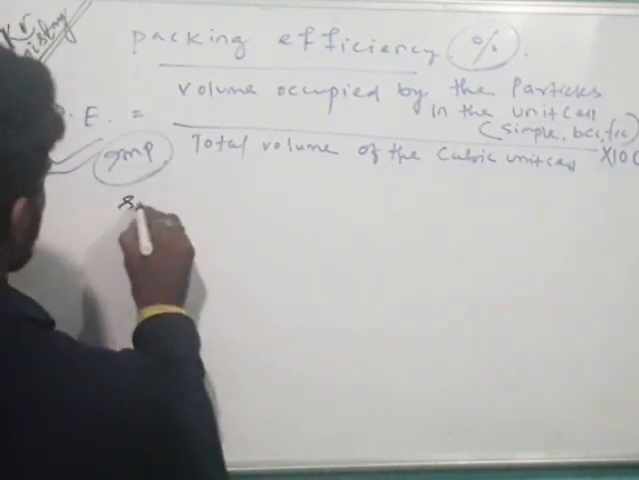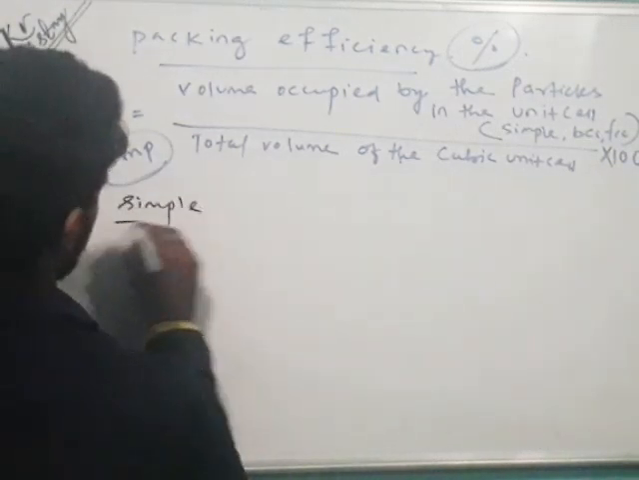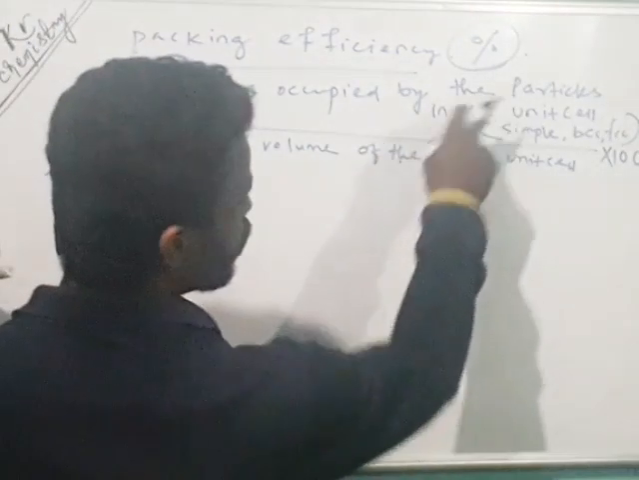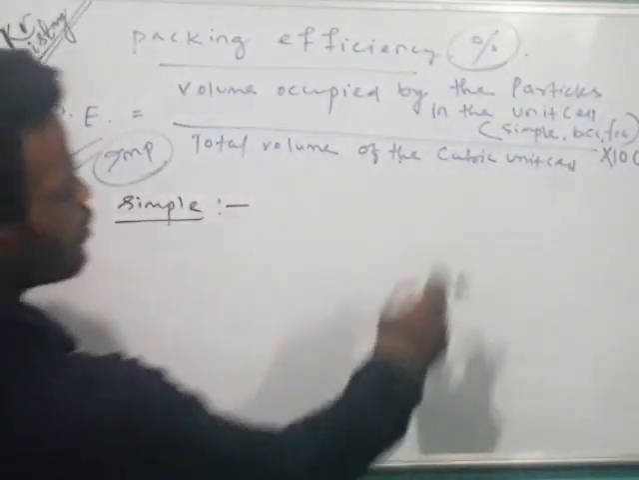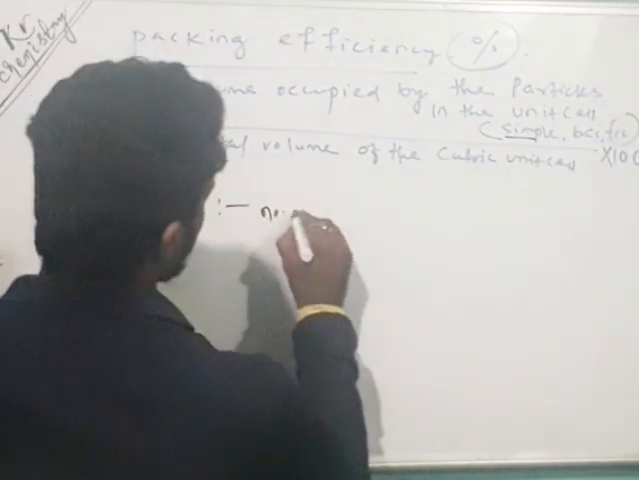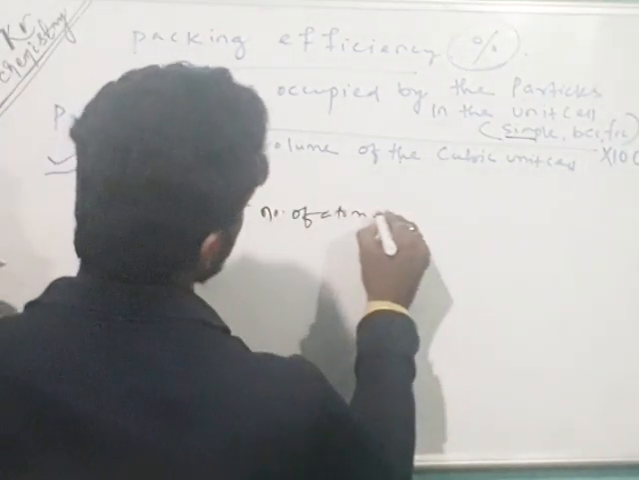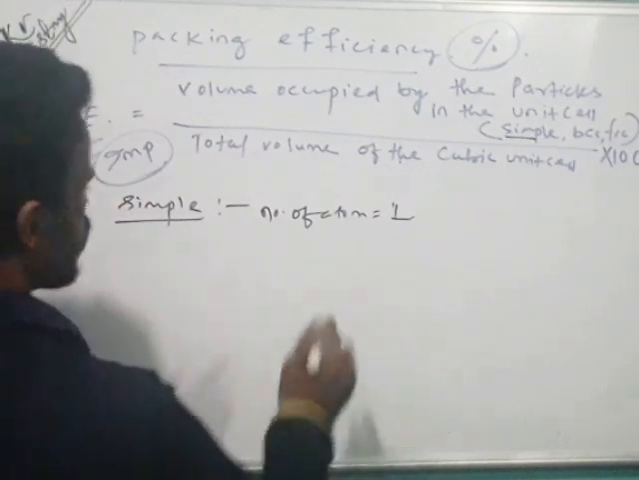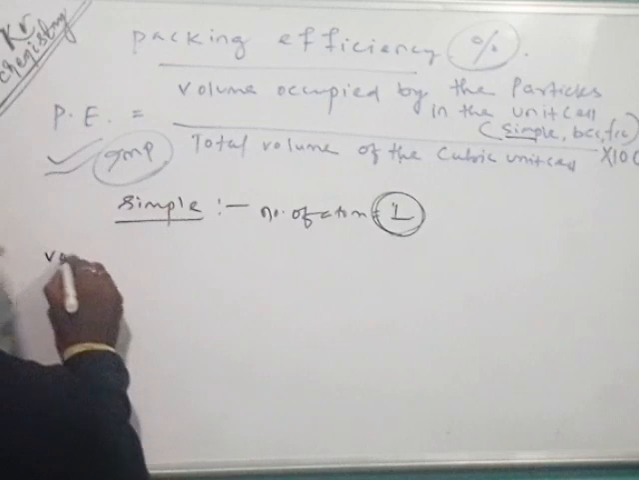Then for simple cubic crystal, the volume occupied by the unit cell. For simple cubic crystal, the number of atoms is 1, which means there is one unit cell. So simple cubic is one unit cell, and one unit cell volume occupied.